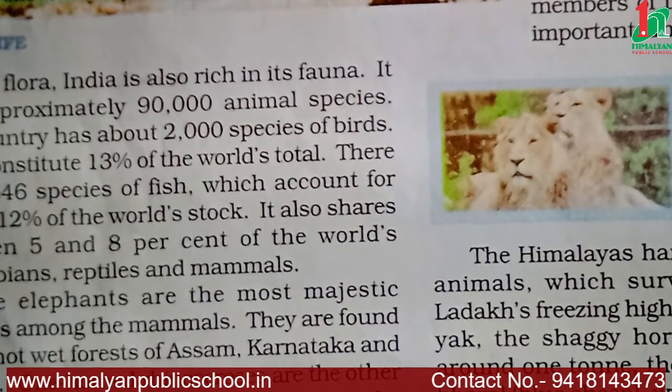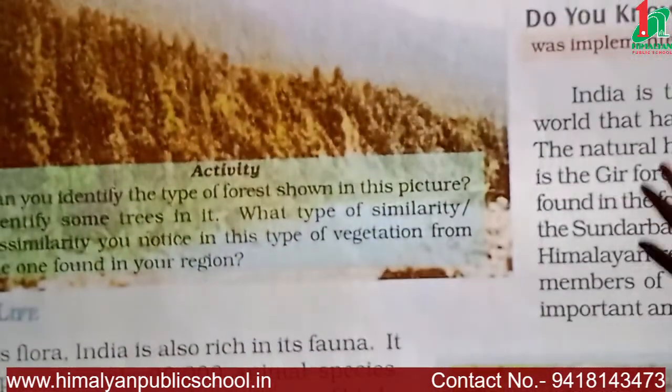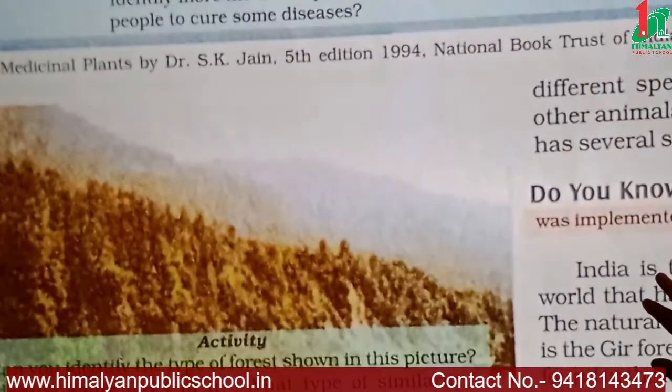In the same way, the Indian bison, nilgai meaning blue bull, chousingha, the four-horned antelope, gazelles, and different species of deer are some other animals found in India. It also has several species of monkey.